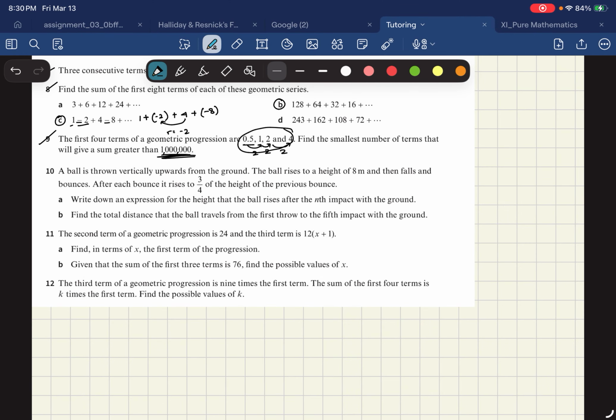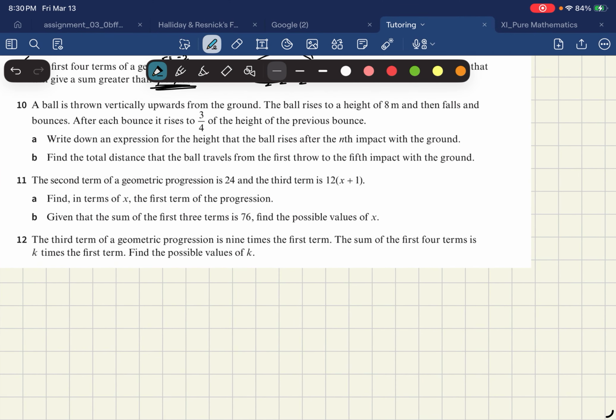All right, so we're gonna do more questions here. So this is part 3, I believe. A ball is thrown vertically upwards from the ground. The ball rises to a height of 8 meters. So let me just draw out our scenario.